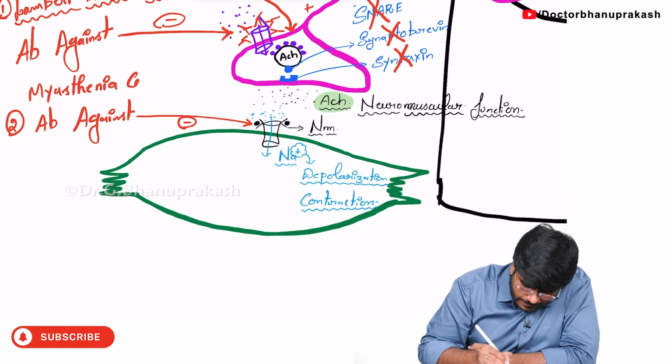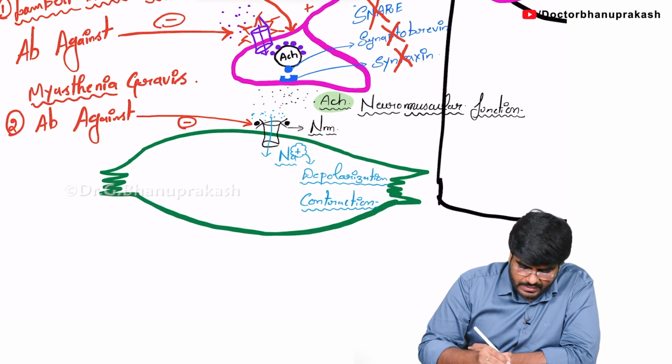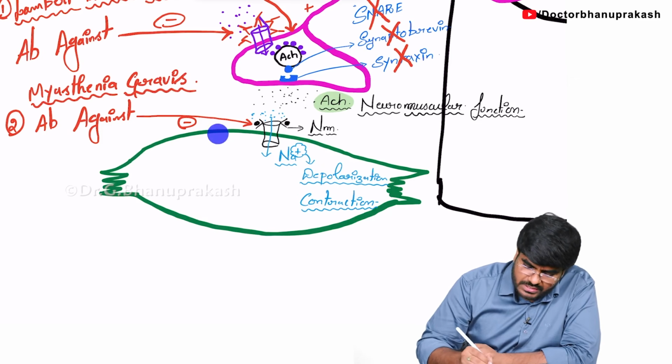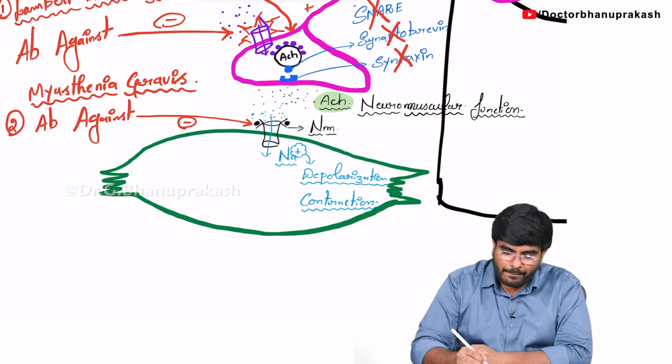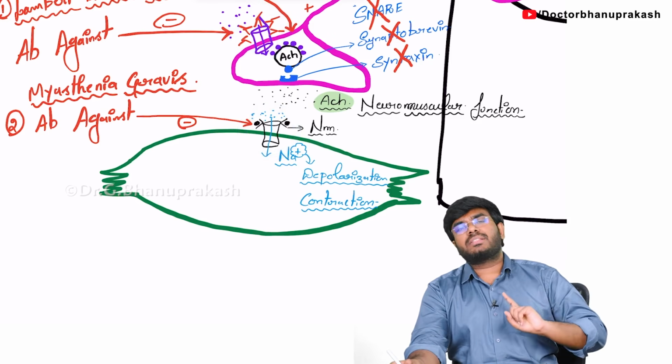Okay, myasthenia gravis. So what is the problem? In myasthenia gravis, the problem is on the postsynaptic membrane. You can say here, okay, on the muscle. In Lambert-Eaton syndrome, the problem is in the neuron. Okay, the problem is on the nerve terminal.